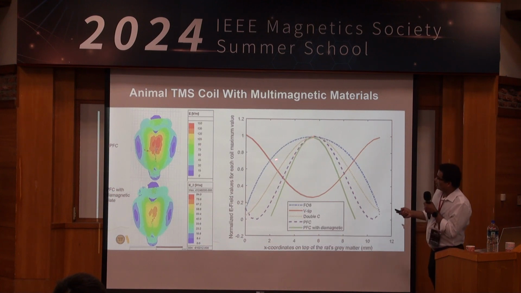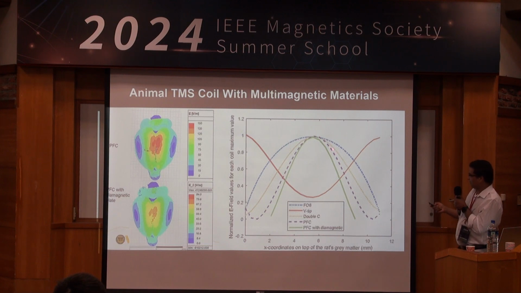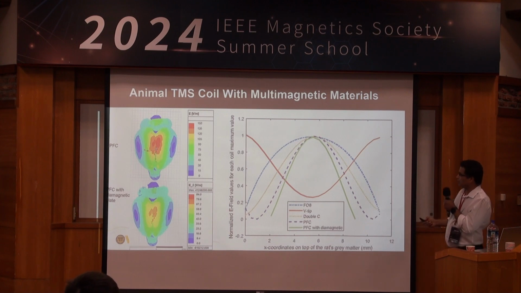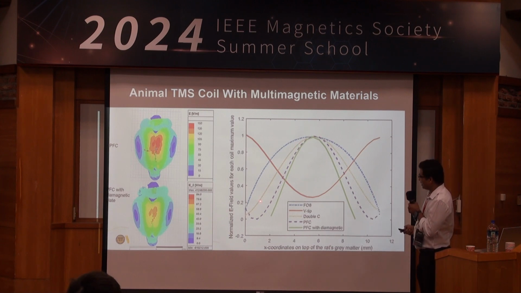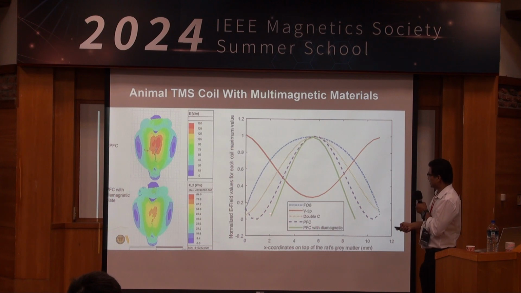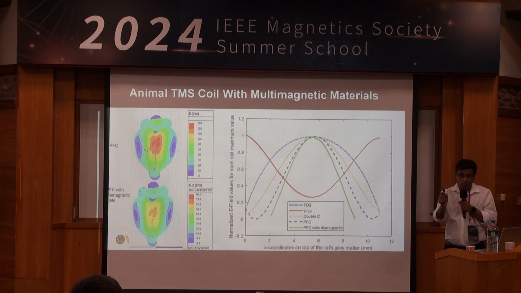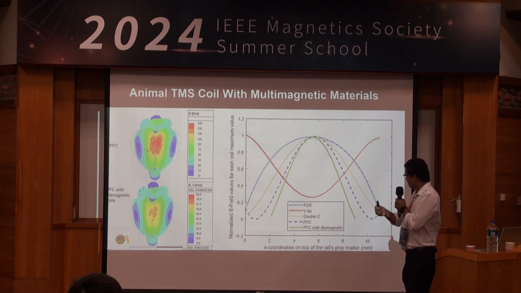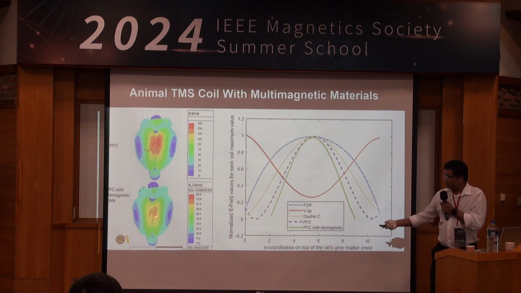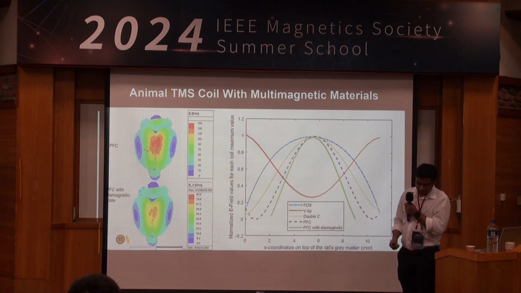But anyway, this is the figure of 8 coil. You see how broad this is? So the area of stimulation is quite high with this one, and our PFC is this purple area. And when we use a diamagnetic plate, we get a narrower, higher focal area. That means we can stimulate a much smaller region of the brain. So you can see the difference here.